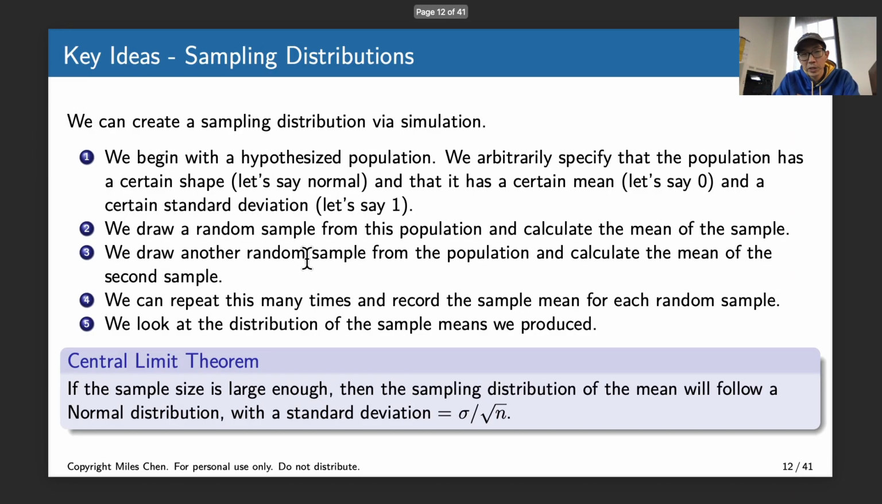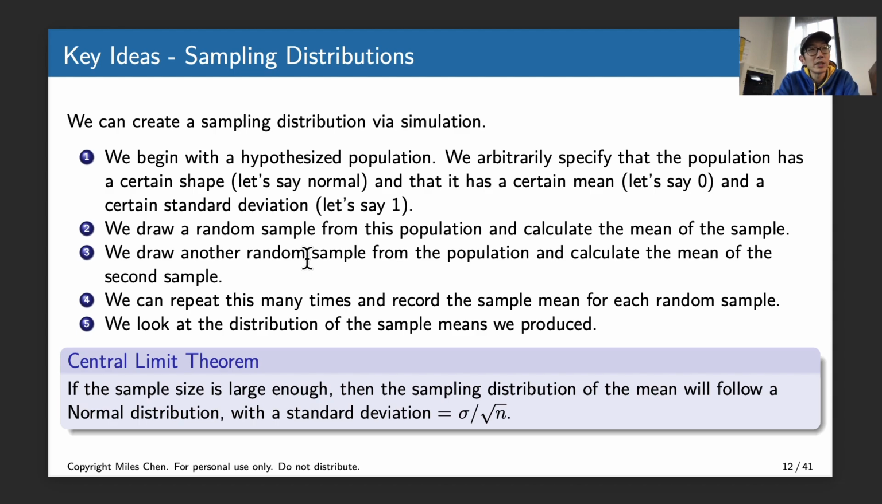So I'll simulate a sampling distribution here. I'm going to start off with some hypothetical population. I'll say, arbitrarily, the population is normal, the population has mean 0, and the population has standard deviation 1. So I'm just starting off with the standard normal distribution. I'm going to say that's my population.